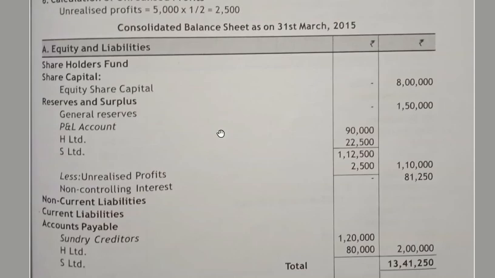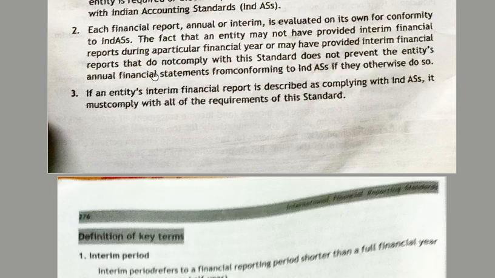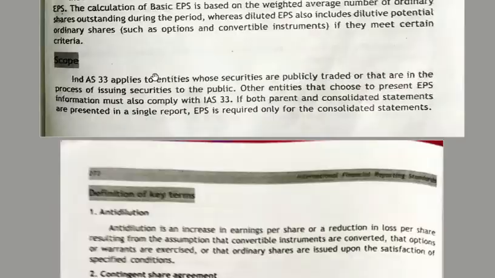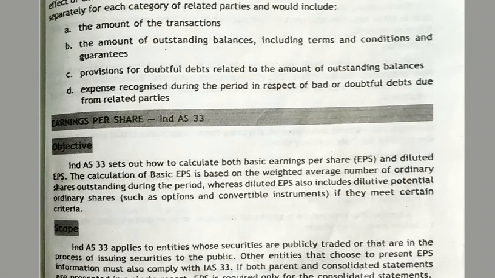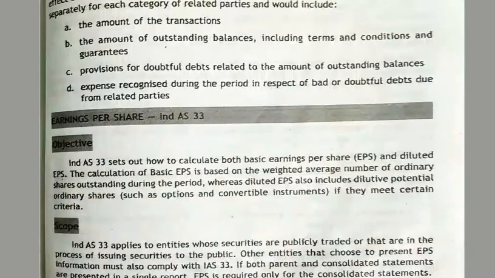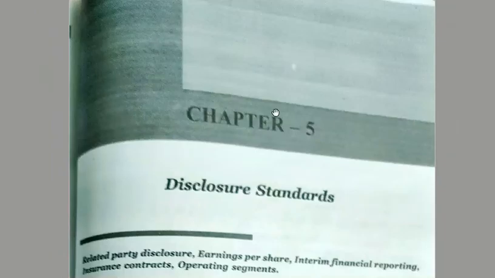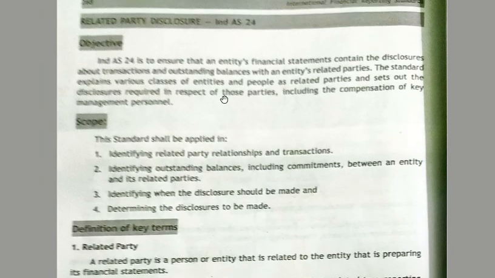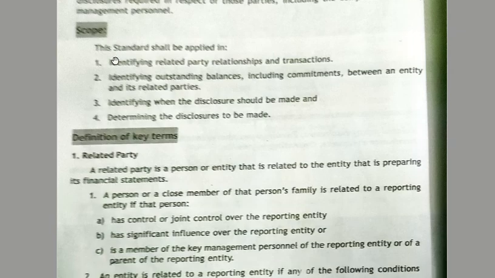So moving on to our next chapter, which is disclosure of standards. So disclosure standards, under that, what do you mean by related party disclosure? So basically, what does related party mean? A related party is a person or entity that is related to the entity that is preparing its financial statement.